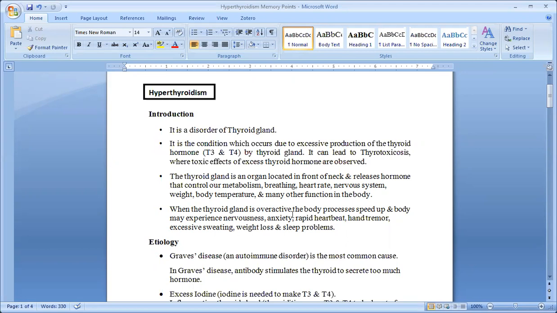When the thyroid gland is overactive, when it is stimulated more and produces more T3 and T4, what happens? The body processes speed up. All the body processes increase, and the body may experience nervousness, anxiety, tension, worry, rapid heartbeat, hand tremor, excessive sweating, weight loss, and sleep problems.